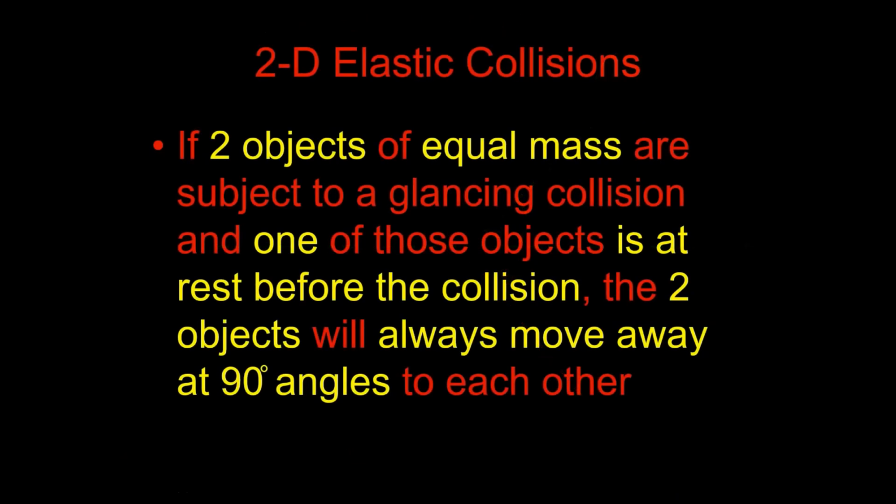Now there's a very special consideration. If 2 objects are of equal mass and they hit one another in a glancing collision, where one of those objects is already at rest, so one object is standing still and another object comes in and hits it, both of them the same mass, the 2 objects will always move away from one another with a total angle of 90 degrees.